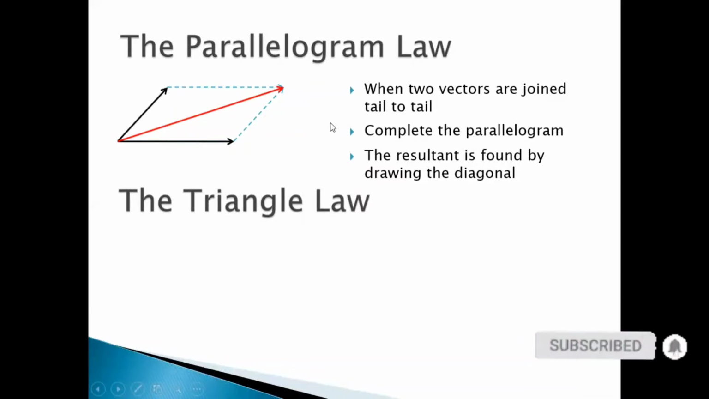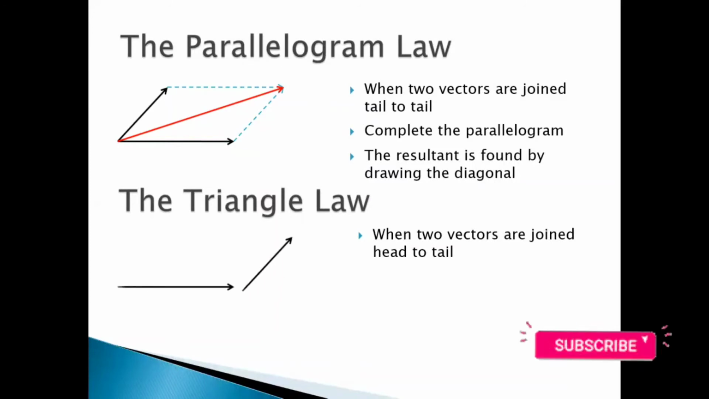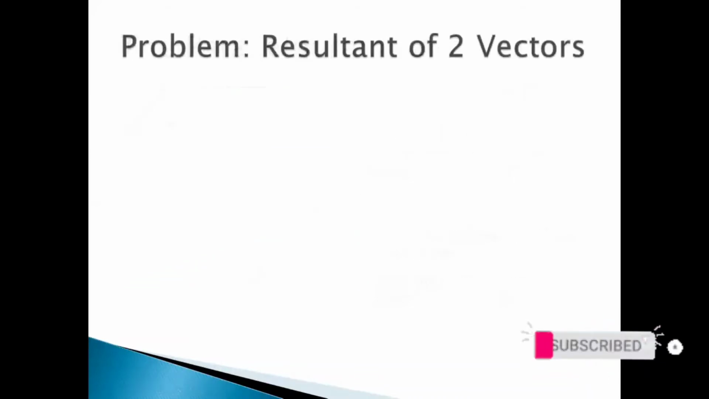We have also the triangle law. A triangle law, when two vectors are joined head to tail naman. Head to tail. Kanina, tail to tail. This time, head to tail. Saan kaya natin ilalagay yung resultant vector dyan? You will draw the resultant vector by completing the triangle. Like this. Okay? Let us have an example.